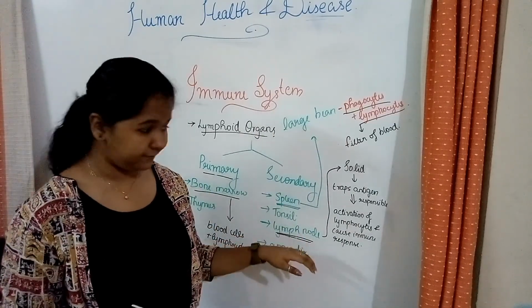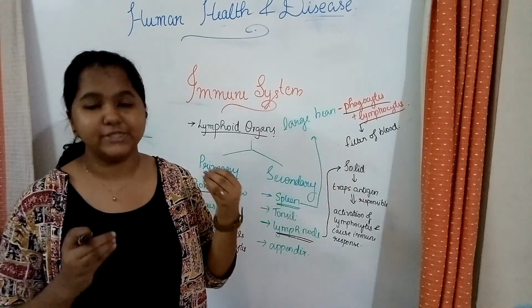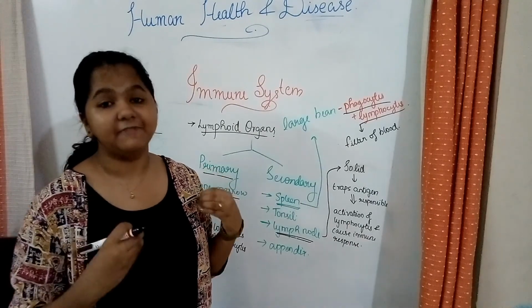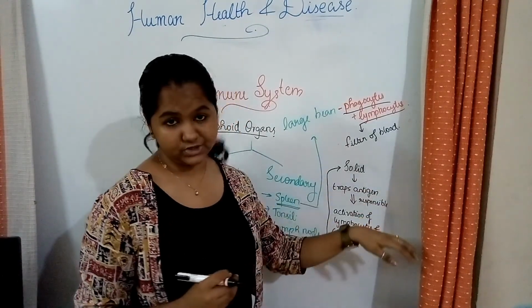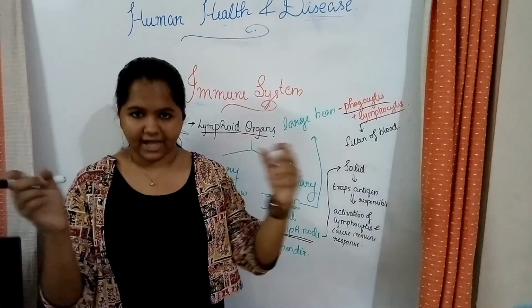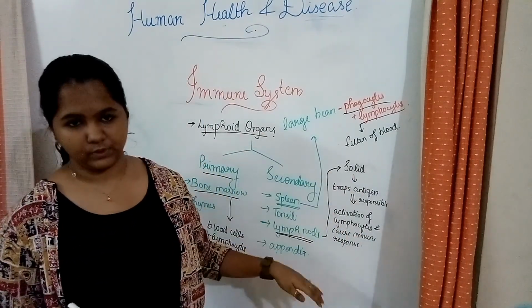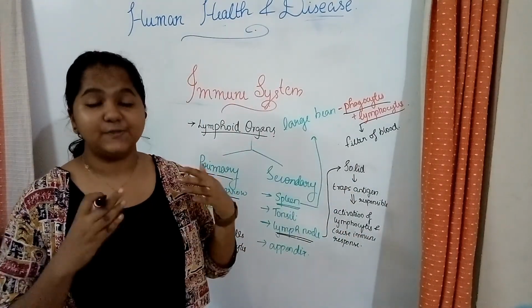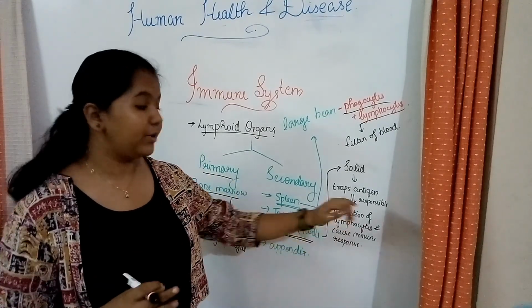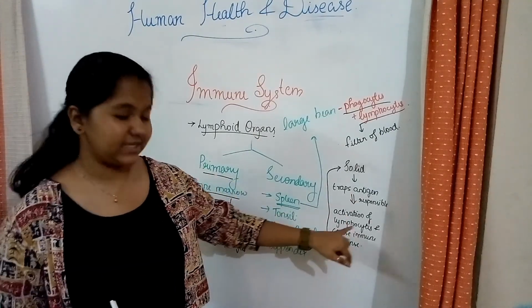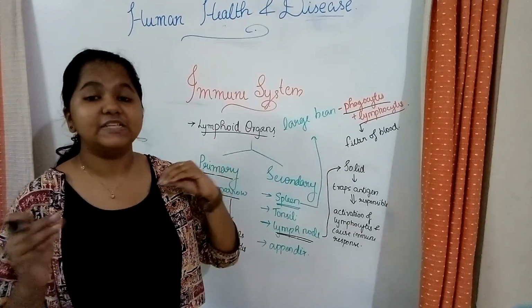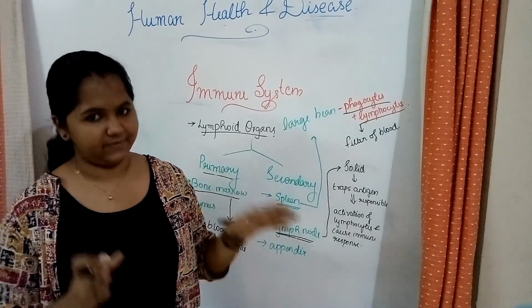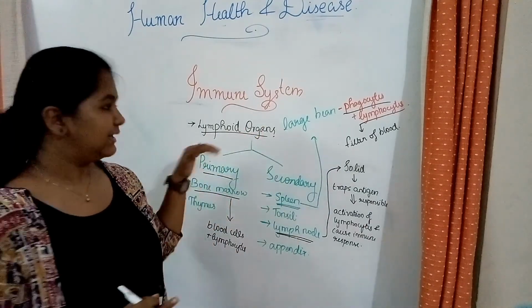To talk about lymph nodes, they are small solid structures in our lymphatic system. They trap the antigens. The antigens are trapped inside the lymph nodes, and they are responsible for the production or activation of lymphocytes, which in turn give a response. The immune response is given. That is the role of lymphoid organs.